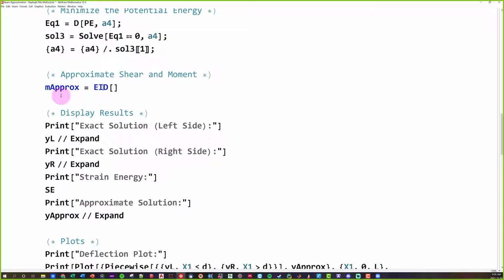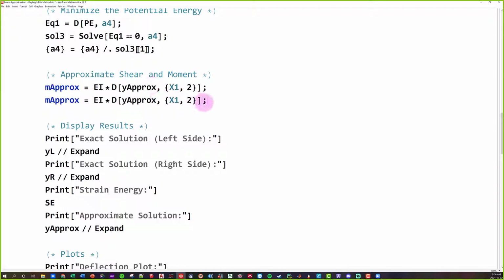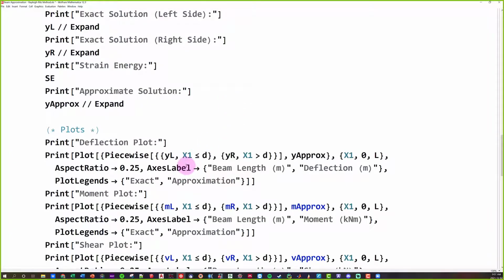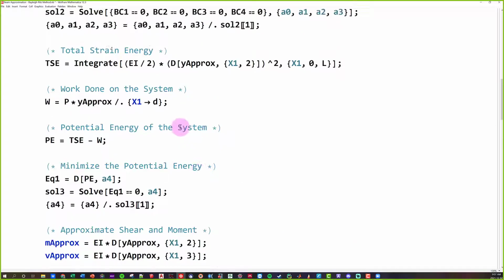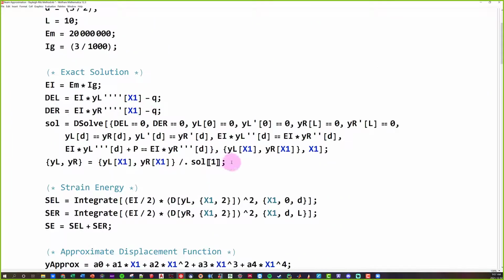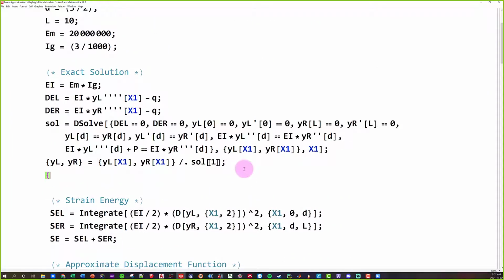I guess EI times the derivative of y_approx x1, comma 2 for moment. For shear, it's going to be the exact same thing except the third derivative. So this will be 3. This will be v_approx. And then I have YL, YR, good to go, but ML and MR, which will be right here.